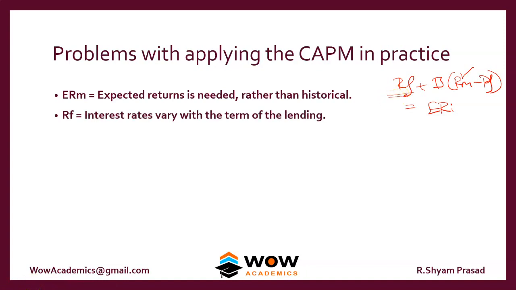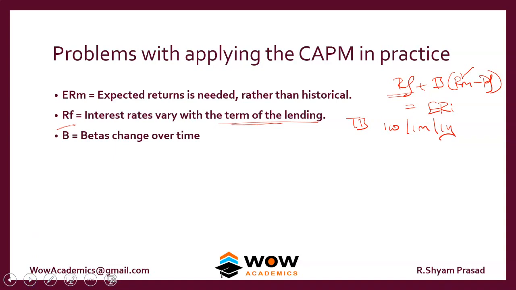RF is the risk free rate of return, which is the treasury bill rate. Treasury bill rates actually change with the time period of lending. There are treasury bill rates for 1 week, 1 month, or 1 year. In that case, how will you find the rate? Betas also change over a period of time. A company will not have the same beta for 5 years. The beta for 1 year will be different from the beta for 5 years.